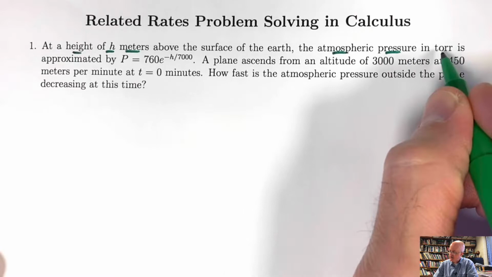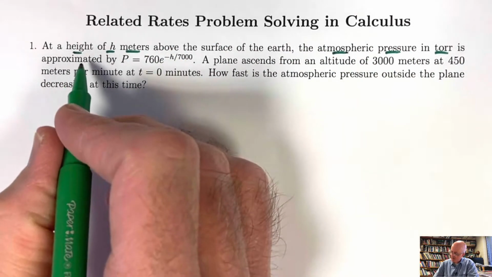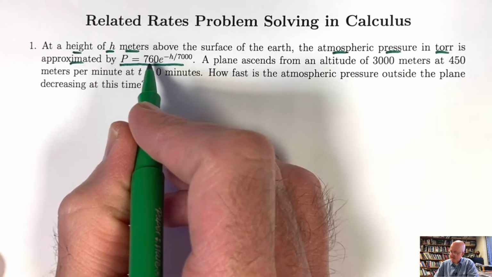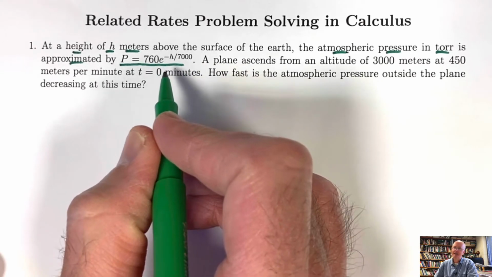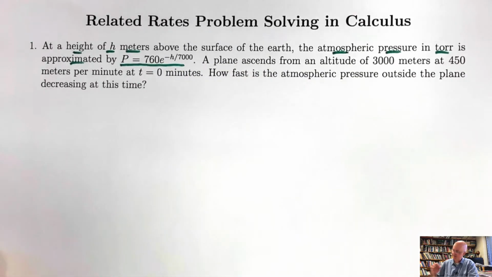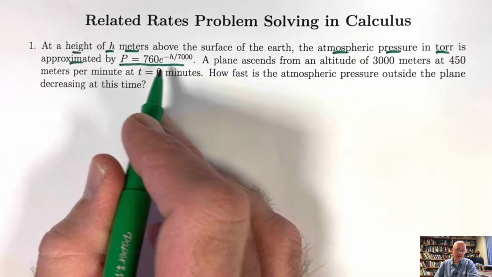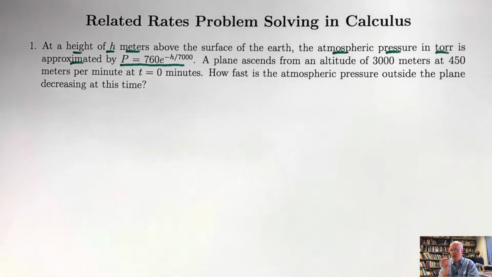pressure in torr, I've never heard of units of torr, don't worry about it, is approximated by this equation, P equals 760 e to the negative h over 7,000. That's an exponential decay function. Its value at h equals 0 at the surface of the Earth is 760 because e to the 0 is 1. Its graph would be decreasing and concave up and have the horizontal h-axis as an asymptote. It goes to 0 as h goes to infinity.